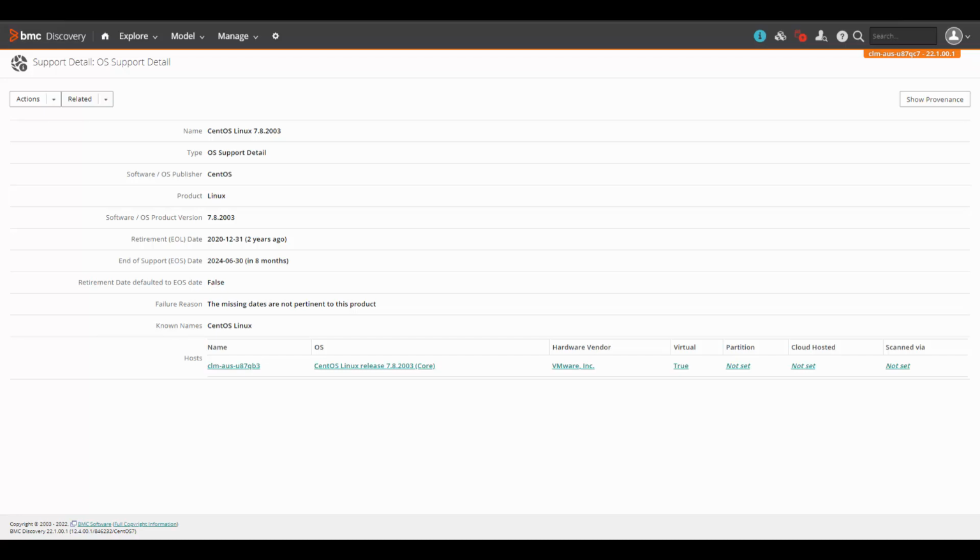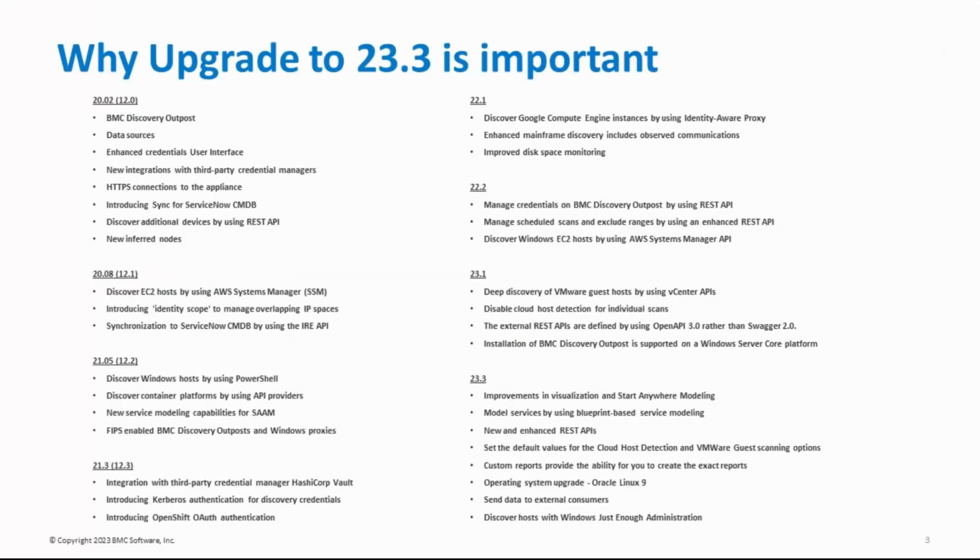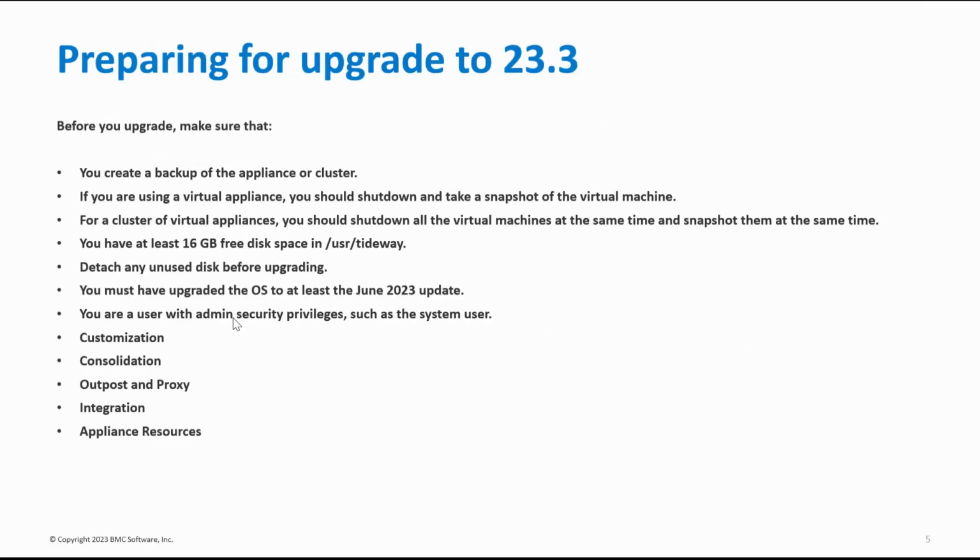Discovery OS upgrade includes all applicable CentOS updates in our OSU upgrade patch. After June of 2024, these upgrades won't be available anymore, leaving your appliance quite vulnerable to security threats. So, in order to address that, you need to upgrade to BMC Discovery version 23.3, which comes with the support of Oracle Linux 9. So, how do you prepare for the upgrade to 23.3?